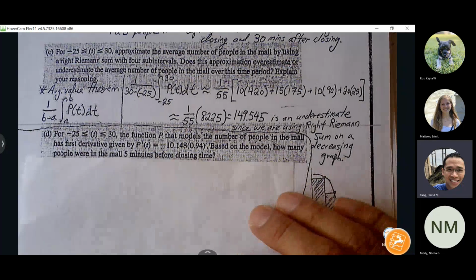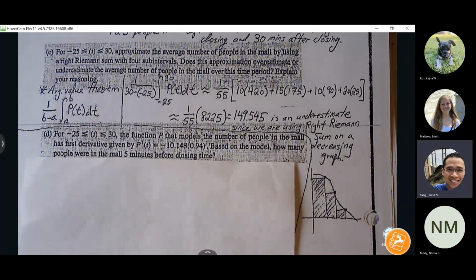Okay, for part D, in this period, 25 minutes before closing and 30 minutes after closing, function P models the number of people in the mall. It has the first derivative of P prime. Based on the model, how many people were in the mall 5 minutes before closing?